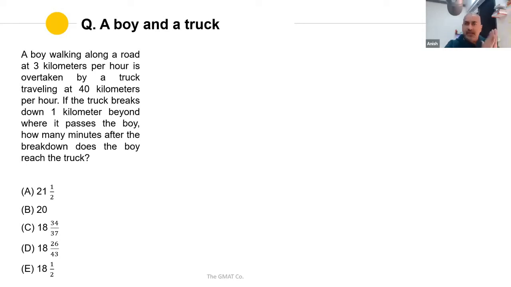Right? For the entire distance of 1 kilometer, the boy would have taken certain time. Of that time, how long had the boy been walking already? The duration that the truck took to reach from point A to point B. For that duration, the boy had been walking already before we start noting the time. So we can use this understanding directly to get to our answer also.